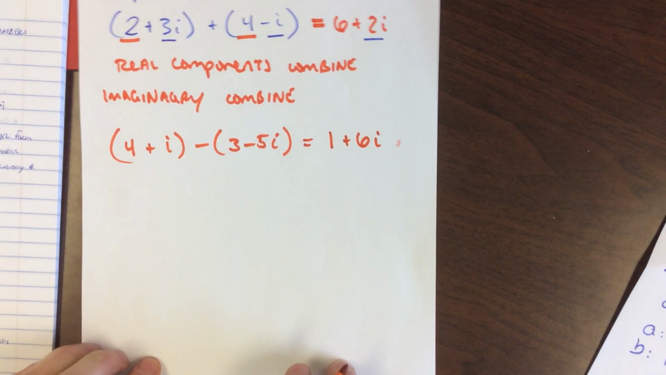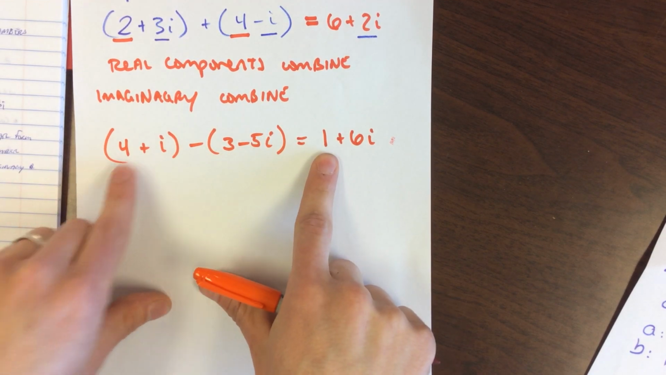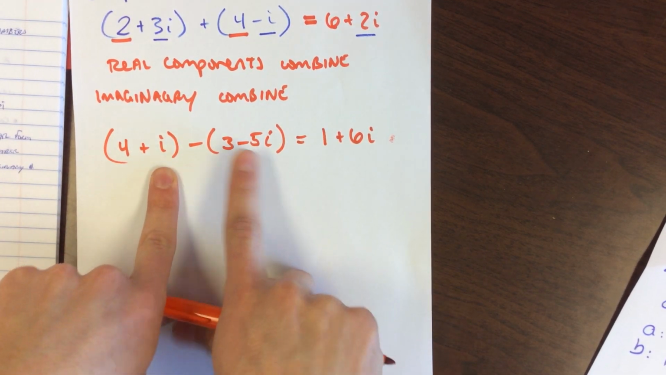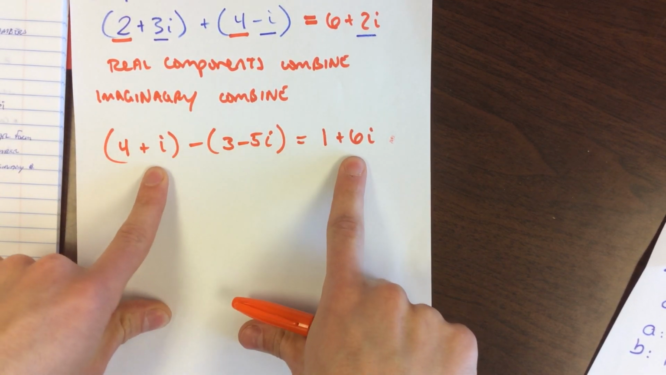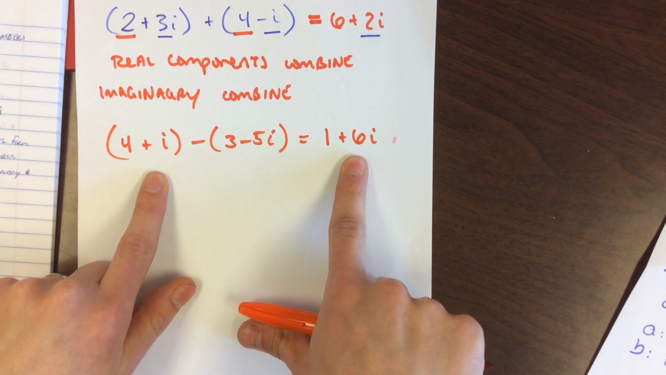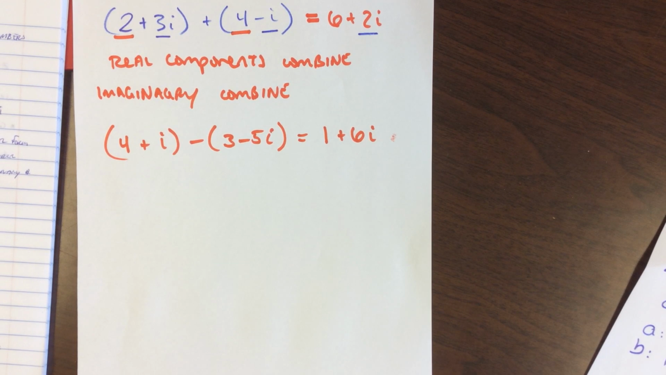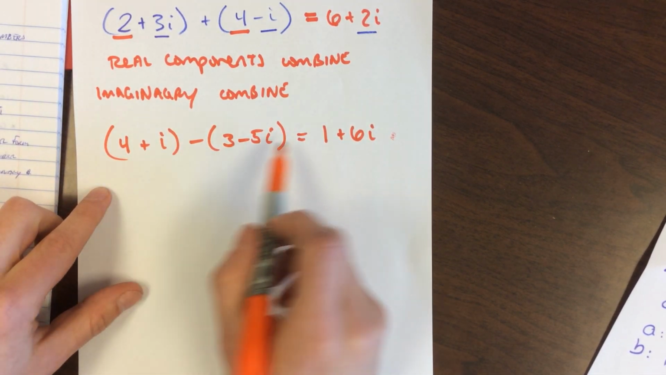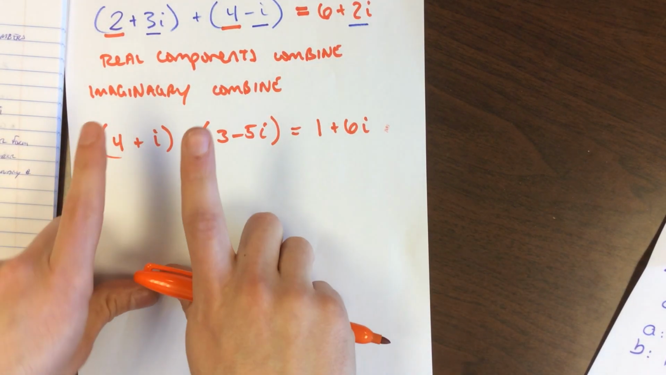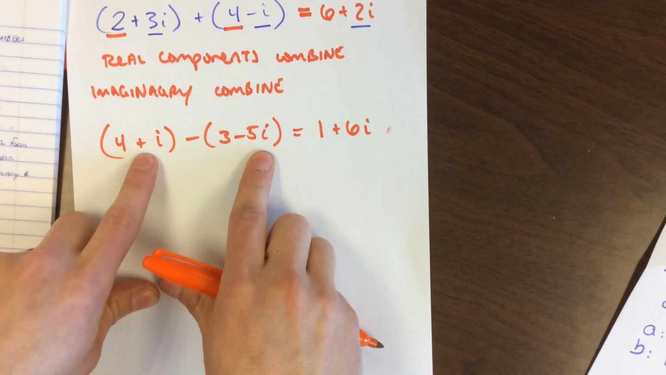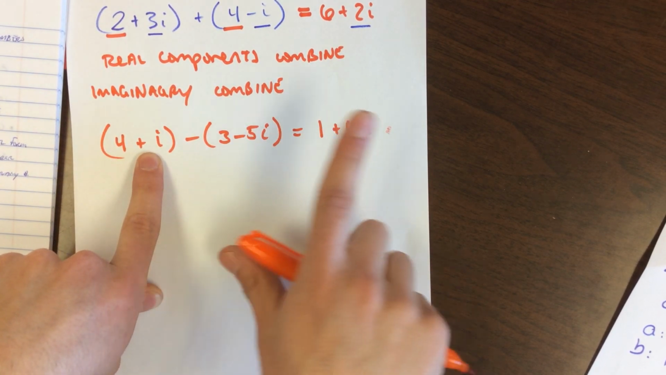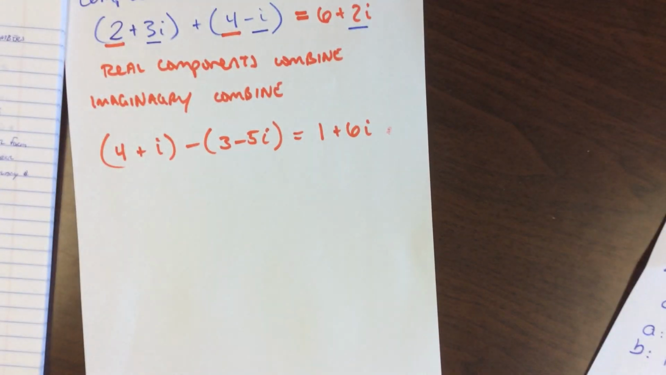How's that look? We have 4 minus 3 is 1. i minus negative 5i becomes i plus 5i. We get 6i. So just be careful with the distributive property. Just like vectors. Subtracting vectors, we combine the horizontal, combine the vertical. Real components with real components. Imaginary components with imaginary components. Boom, there we go. So we've got addition, we've got subtraction.